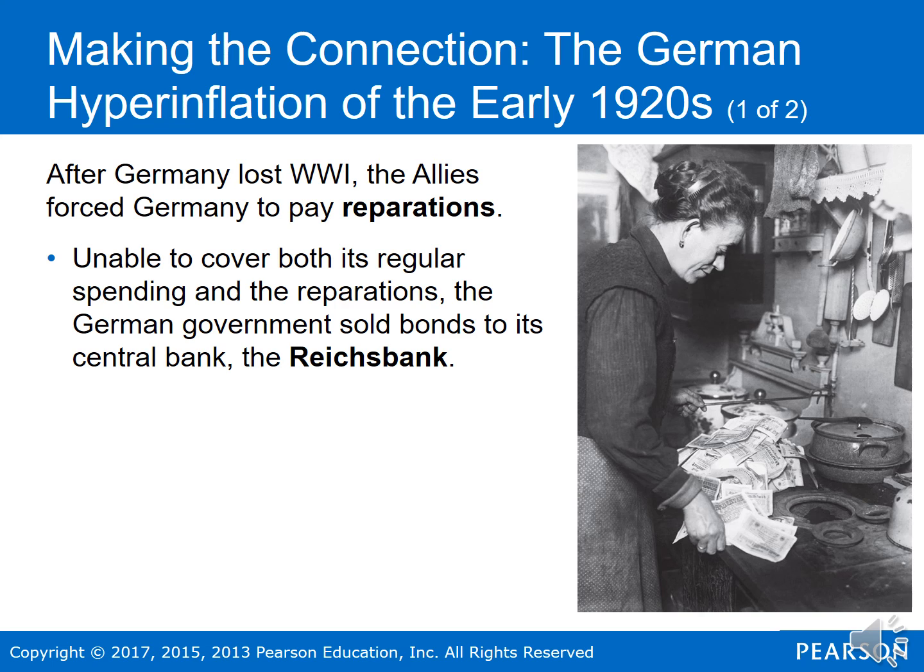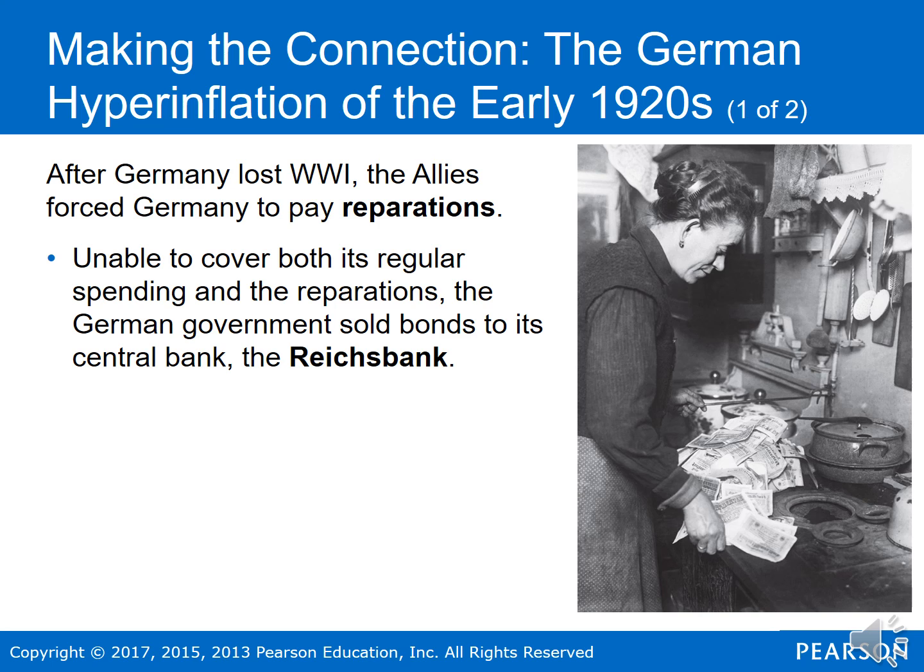Another historical example of hyperinflation is the German hyperinflation in the Weimar Republic in the early 1920s. After World War I, the German government was forced to pay reparations to the Allies for the cost of everything that happened in World War I, the destruction it caused across Europe, and the number of lives that were lost. They were extremely high, and after some period of time, Germany was unable to cover both its regular spending and the reparations they had to pay. So the German government began selling bonds to its central bank, the Reichsbank.